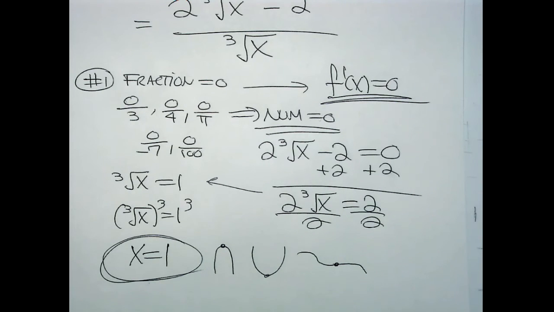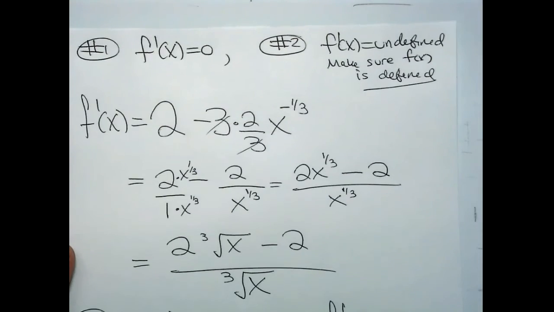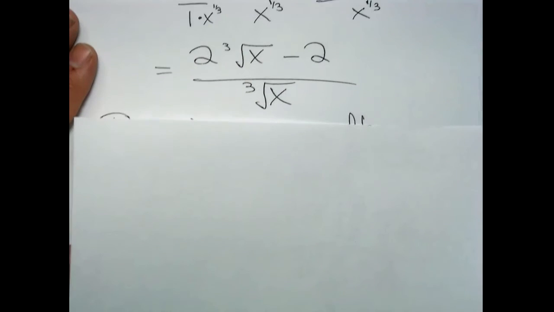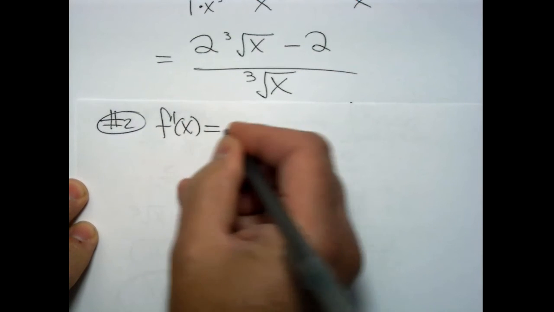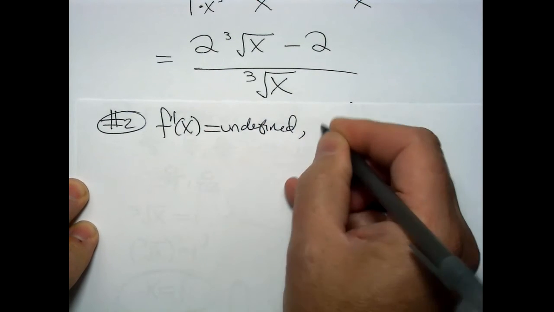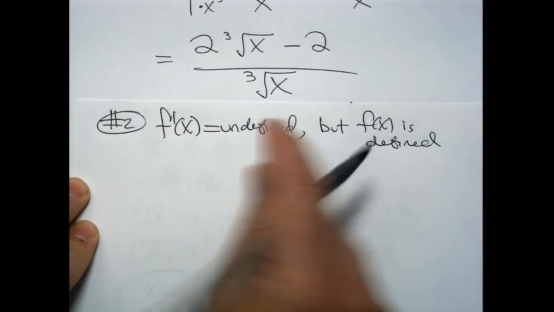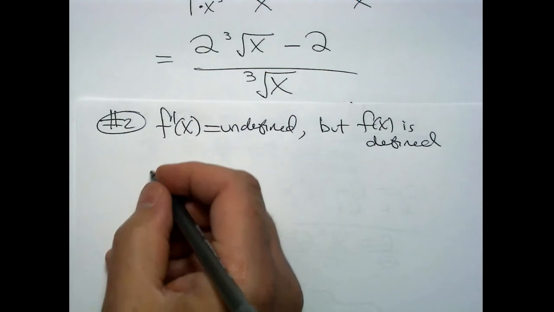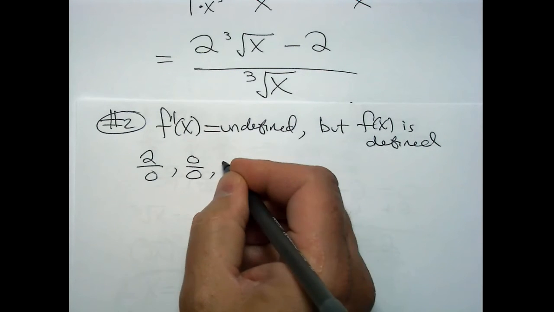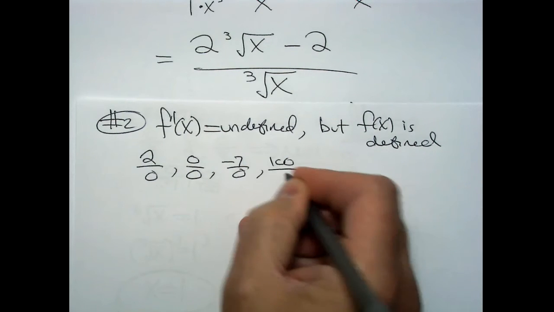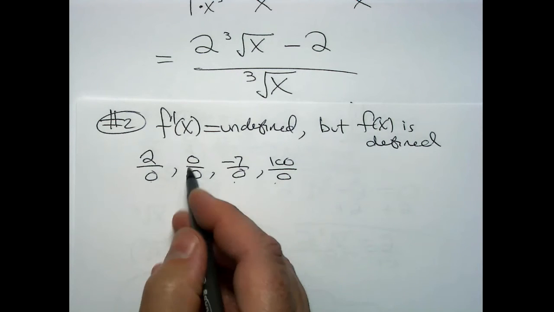Number 2. Let's take a look at number 2 up here. Number 2, we're finding critical numbers. Don't forget, I want to know when f prime is undefined. That would be number 2. So number 2, when is f prime undefined? But f of x is defined. How do we do that? Well, I know how to make f of x undefined, f prime, I'm sorry. Which of these fractions is undefined? All of them. So divide by 0, no matter what, even this one is undefined.